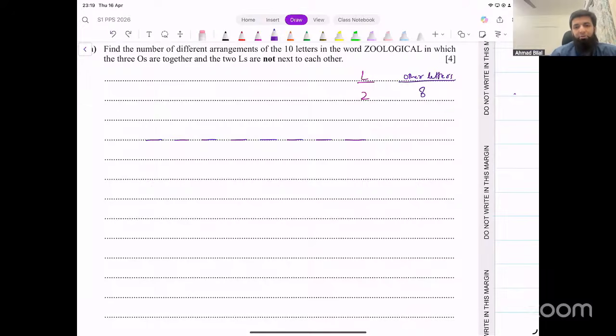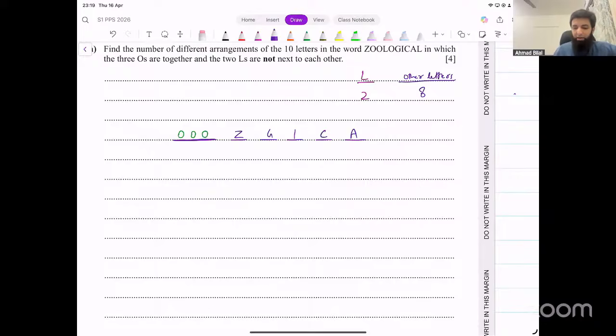Okay? But there's a condition. The 3 O's must be together. So what we do for that is we merge 3 dashes. Merge 3 dashes and make a single big dash here and put 3 O's on that 1 dash. That will make sure that the 3 O's come together. And now the remaining letters, what are they? We've got Z and we have G, I, C, and A. These are the remaining letters.